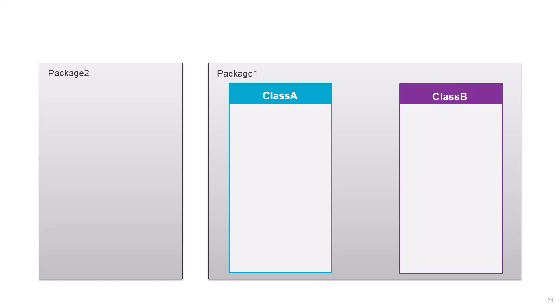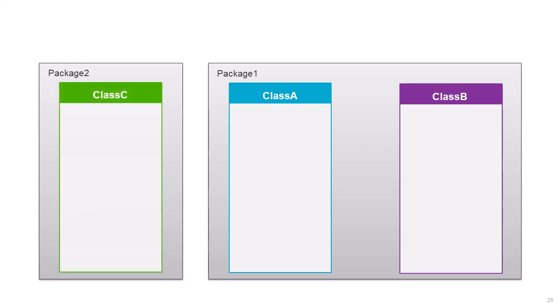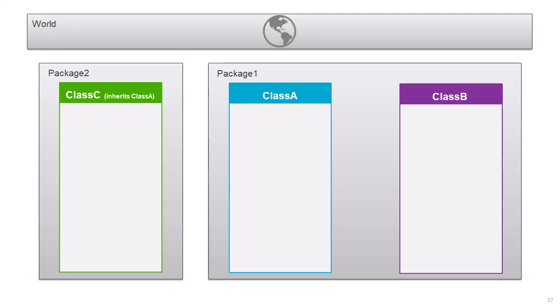In this diagram, there are two packages, Package 1 and Package 2. Class A and Class B are in Package 1. They are distinct classes that do not inherit from one another. Class C is in Package 2. Class C is a subclass that inherits Class A. We'll now describe the access to the members in Class A.